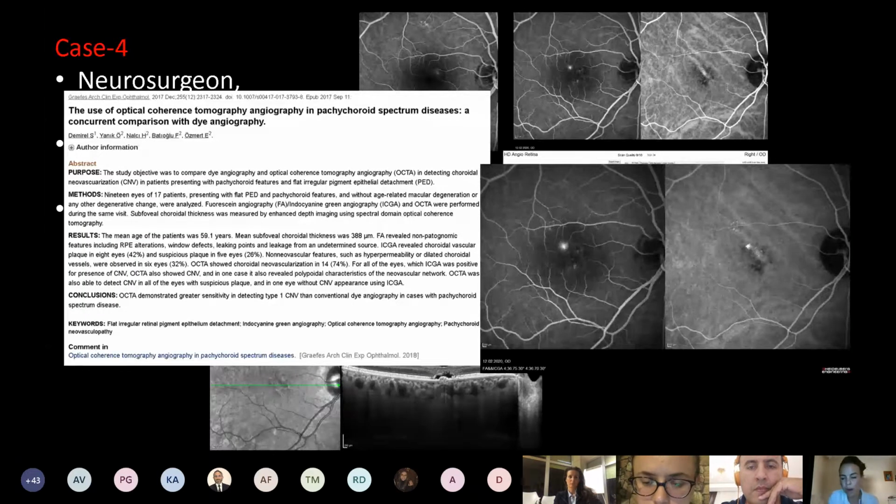But before I show his after-treatment picture, I would like to emphasize something about the imaging. We published this paper in 2017 in Progress Archives Clinical Experimental Ophthalmology. And we show that optical coherence tomography angiography is superior for showing choroidal neovascularization in this specific type of disease, which is pachychoroid disease. Because normally, for type 1 choroidal neovascularization, ICGA is the gold standard. We all know that, for AMD cases especially.